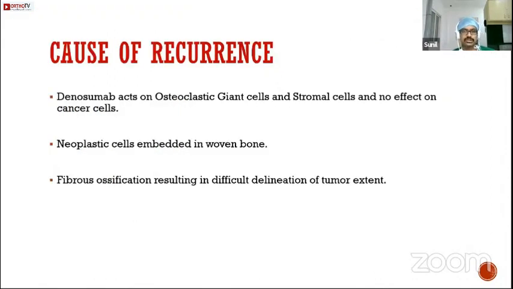What can be the cause of the recurrence rate being the same even after there is a clinical or radiological response? As we know, denosumab acts only on osteoclastic giant cells and the stromal cells; it is not tumoricidal. There can be tumor cells that get embedded in the new bone, and the fibrous ossification that happens with the treatment of denosumab can result in a difficult delineation of the extent of tumor.